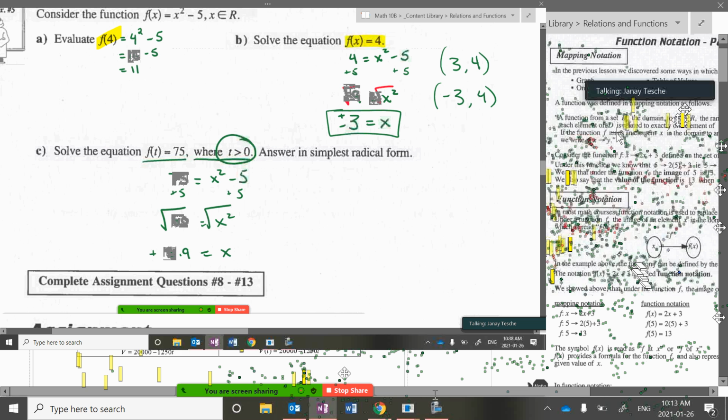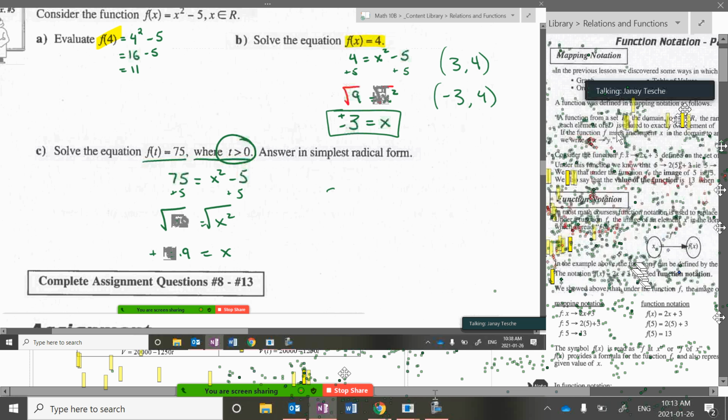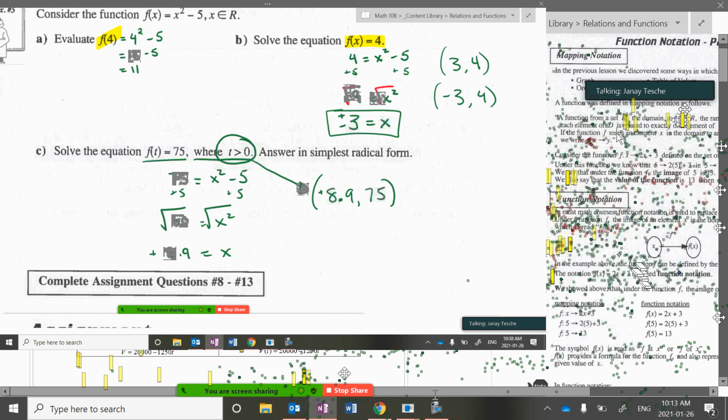So earlier, Camden pointed out, he's like, what does it matter if that x being an element of the reals or not? In this scenario, they've limited us to only care about positive x's. So in this one, it would only be that 8.9 and 75. Only the positive option of it. Why do we do that? Because they told us t has to be greater than 0. So I can't have a negative. Andy.